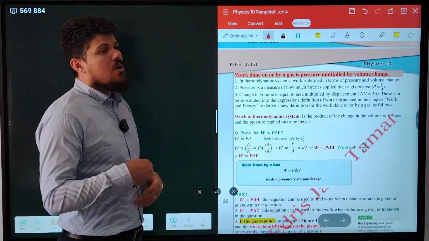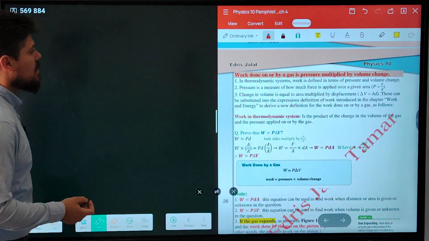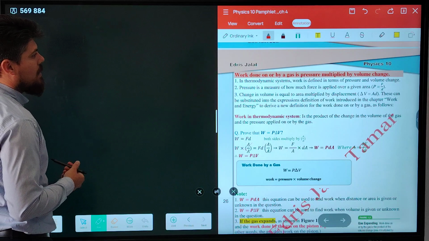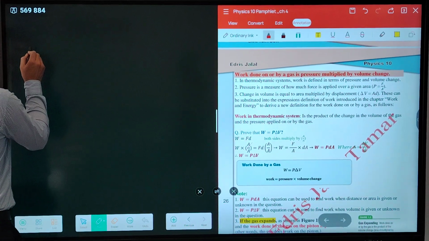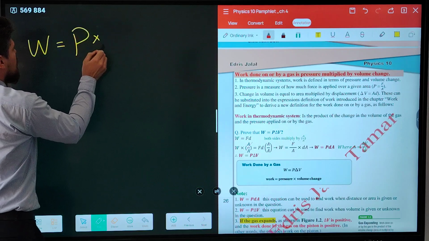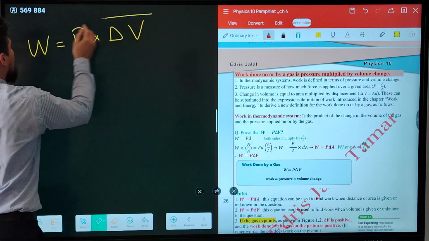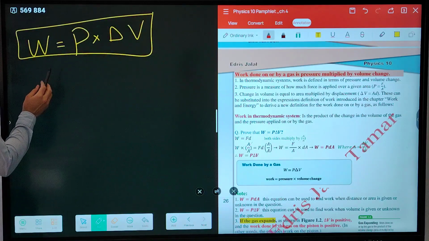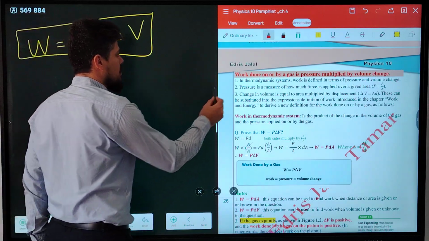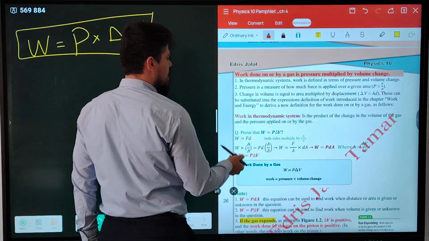Work done on or by gas is pressure multiplied by the volume. The work done on or by gas is the pressure multiplied by what? Multiplied by the volume change. Work done in thermodynamic system is equal to what? Pressure multiplied by change in volume. Okay, so this equation can be used to determine what? Work in thermodynamic system. In thermodynamic system, work is defined in terms of the pressure and the volume change.